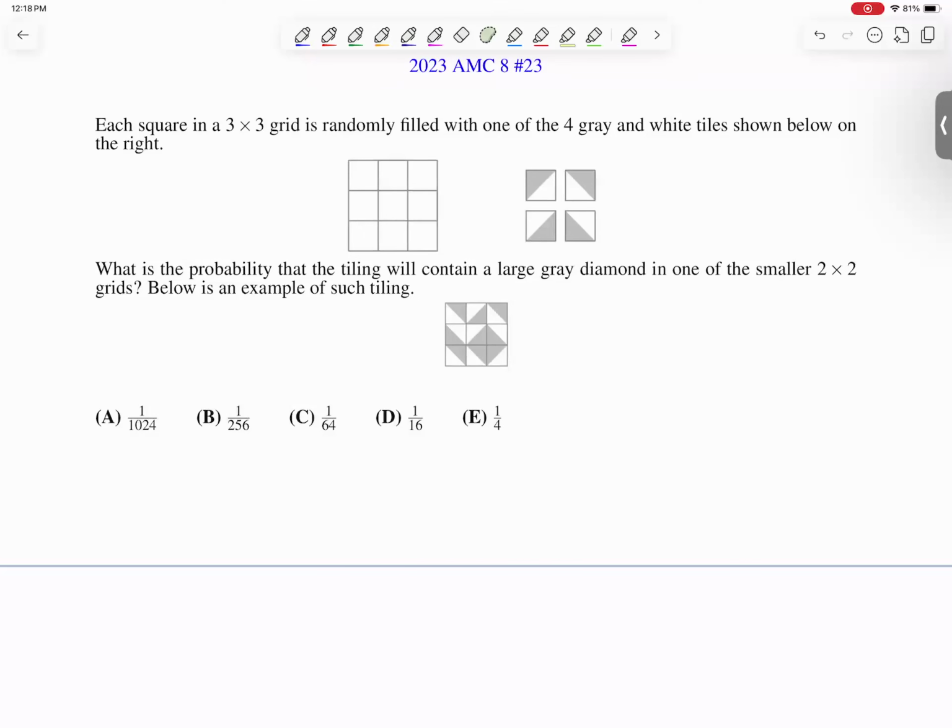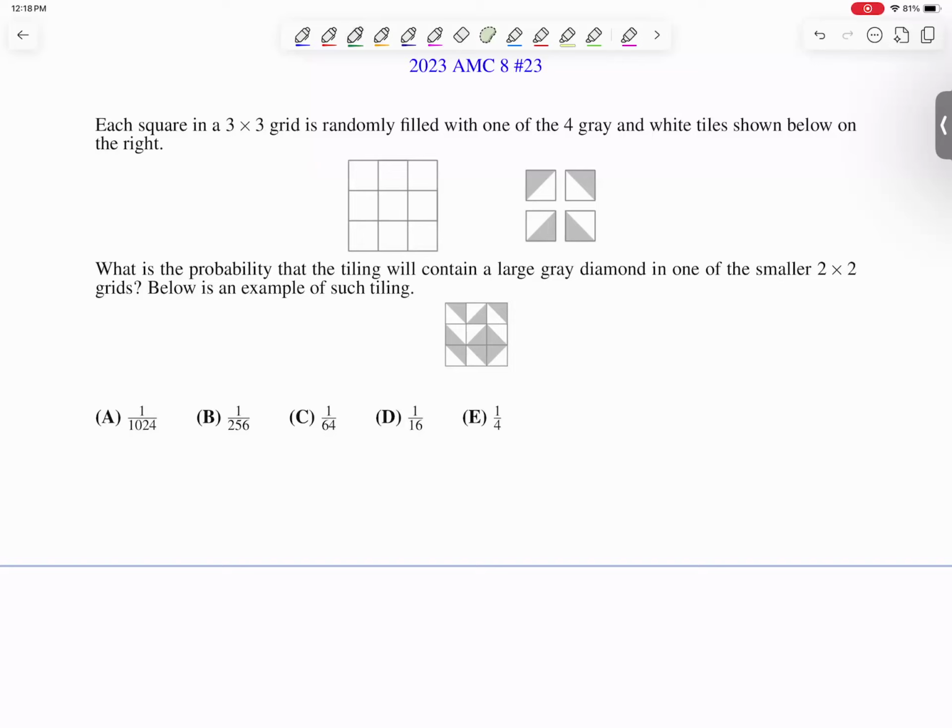Each square in a 3x3 grid is randomly filled with one of the 4 gray and white tiles shown below on the right. What is the probability that the tiling will contain a large gray diamond in one of the smaller 2x2 grids? Below is an example of such tiling.